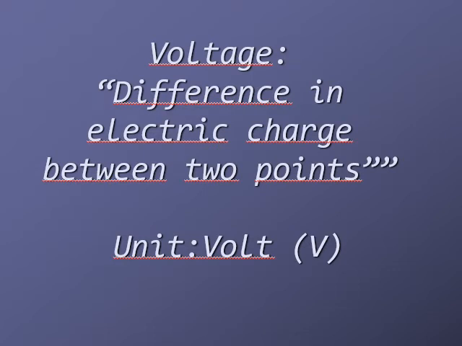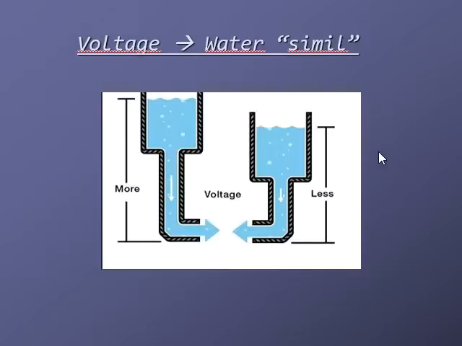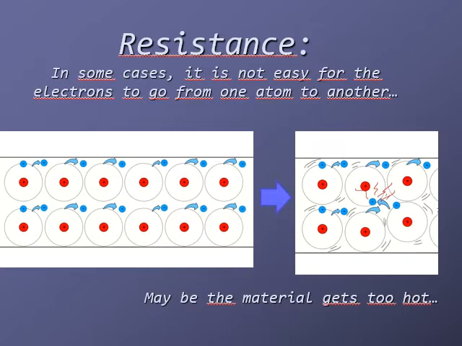And the voltage is like using water. Imagine that you have 2 tanks, and the height of the first one is bigger than the other. So in this one we would have more voltage than here. This is the voltage, and then finally we have the resistance.